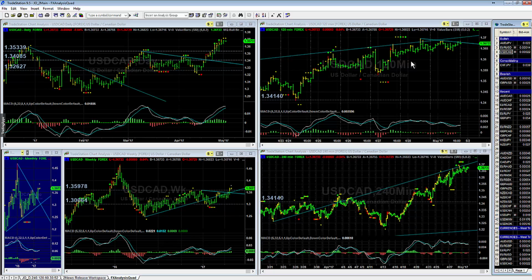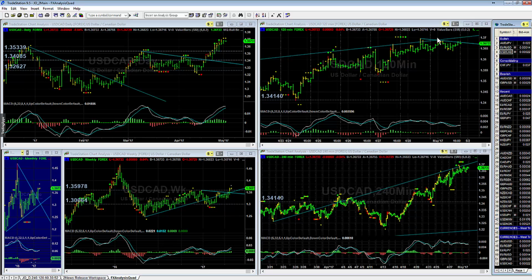For the dollar loonie, we can see that we are expecting to go higher. We broke through this resistance right here on the weekly, and we've been heading higher since, after we retested it and then moved higher. Broke through the resistance at 1.35339, came back and retested that. So we've been moving nicely higher.